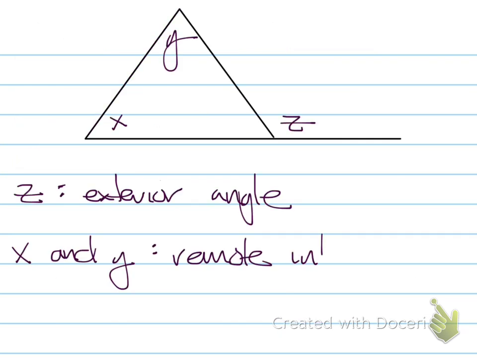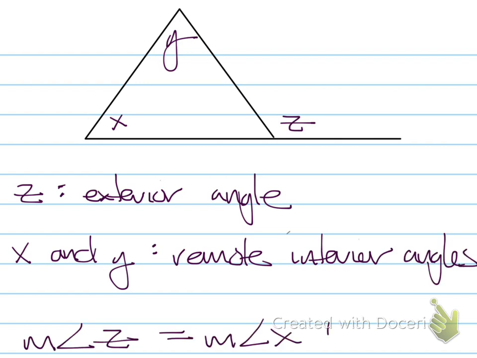So in this figure, Z is an exterior angle. X, Y, and that unmarked angle, they're all interior angles. X and Y are referred to as the remote interior angles. The two interior angles that do not form a linear pair with the exterior angle are called remote interior angles. And the exterior angle is always equal to the sum of the remote interior angles.